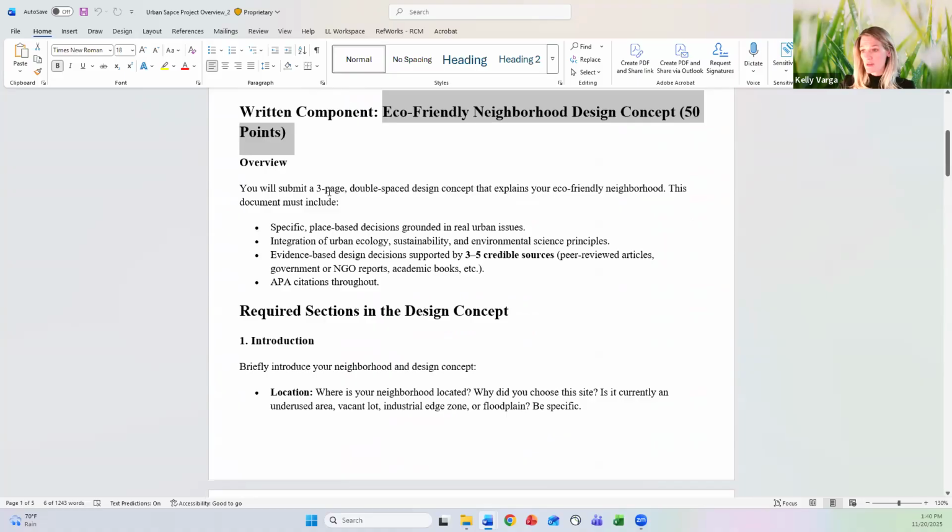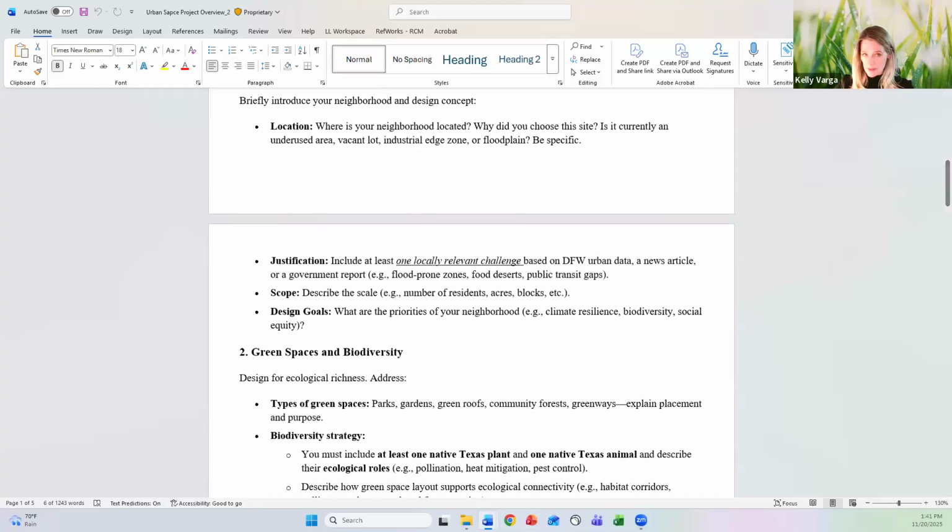The first part is you're going to submit the 3-page double-spaced documentation that touches upon the required sections. And again, as per usual, I've got this laid out for you. I'm going to say it once, I'll say it again: it's very, very straightforwardly easy for me to tell when you just upload this into AI and say, complete this project for me.